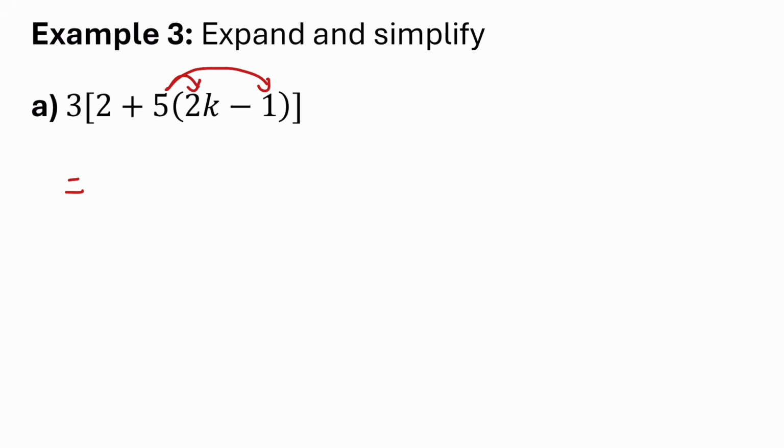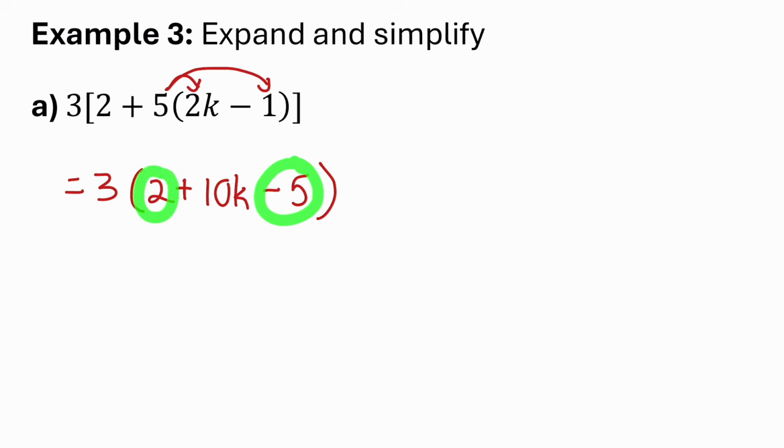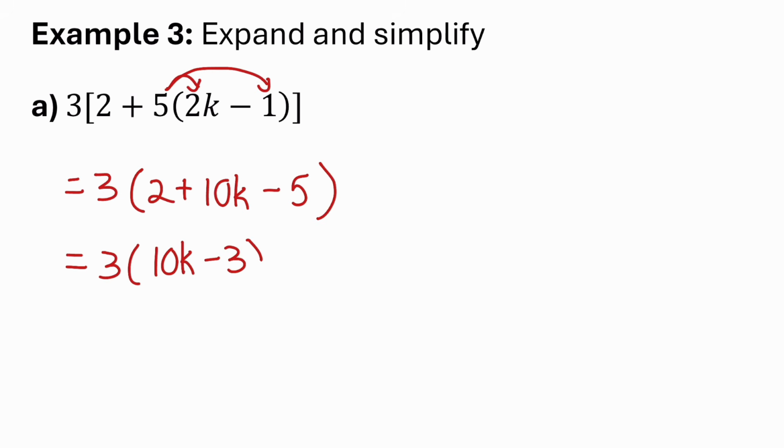So I'll leave the 3 and the 2 plus, I need to do 5 times 2k, which is 10k, and 5 times negative 1, which is negative 5. Because I only have one set of brackets left, those square brackets could be round brackets. And then before distributing this 3 to all three terms in that trinomial, I could collect this 2 minus 5 inside of that trinomial. So I'll leave the 10k, and the 2 minus 5 is negative 3.